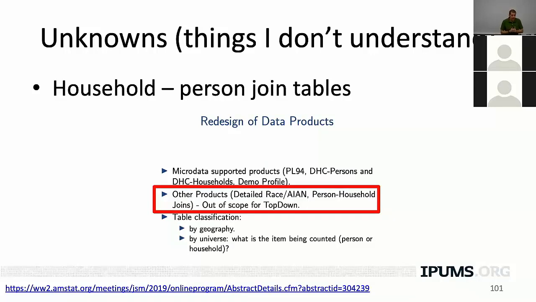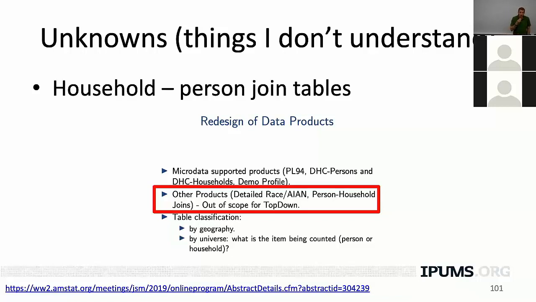Detailed race and AIAN are also currently out of scope for the top-down algorithm. I don't think that's because they can't run it. I think it's because the results that come out for these detailed race and ethnicity tables are potentially quite bad and inaccurate, and that they would be very worried about publishing those data sets.